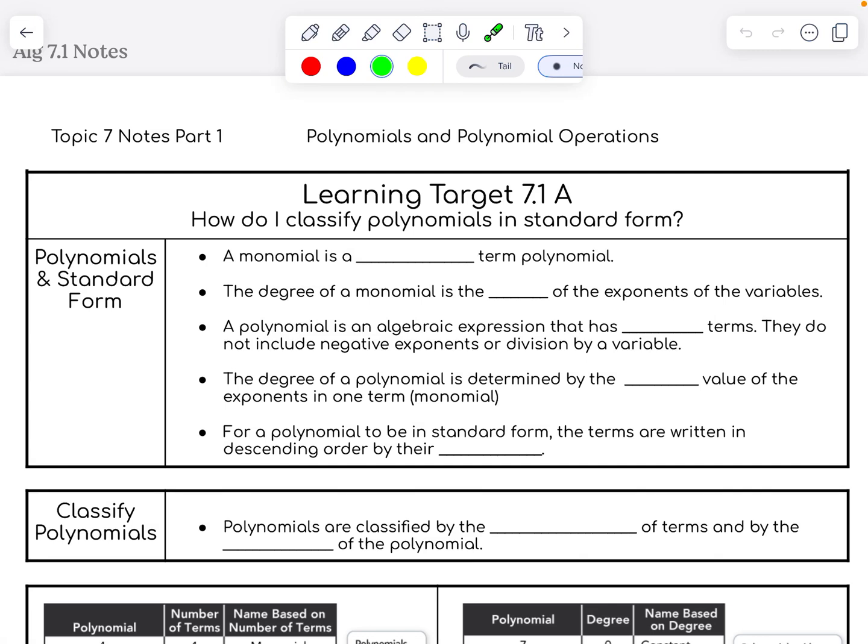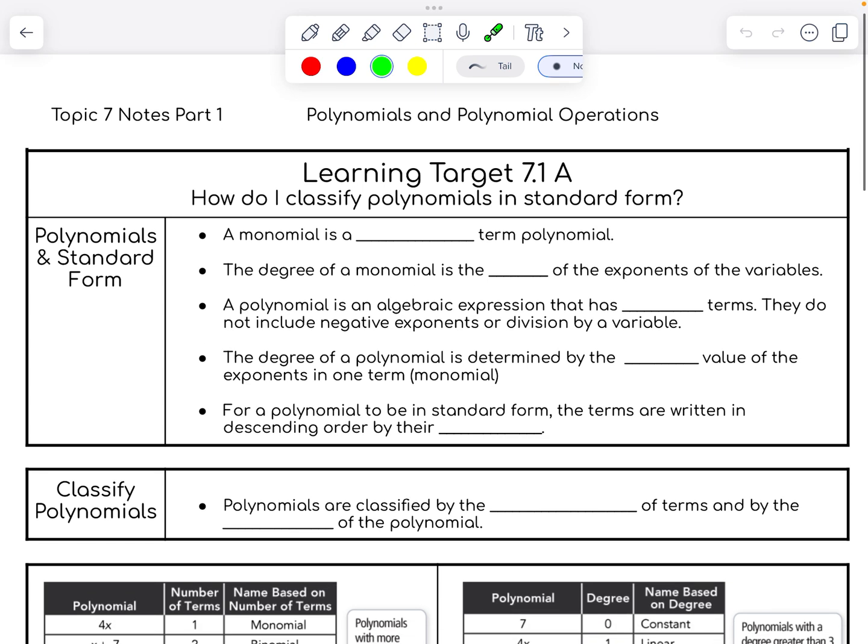Hey everyone, welcome to our first algebra lesson of the semester. We're going to start our new topic on polynomials and polynomial operations. So the first thing we need to do is just discuss some of the terms that we're going to be using in our target. And our target is to be able to classify polynomials in standard form.